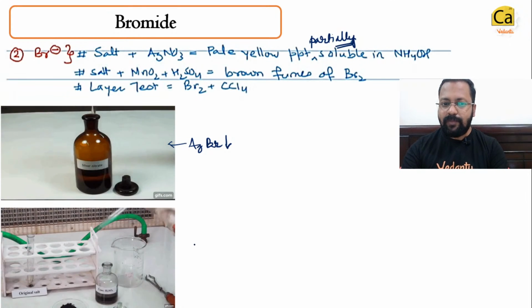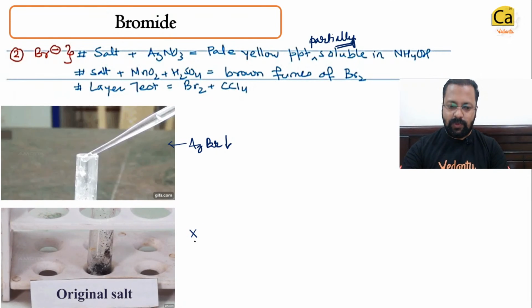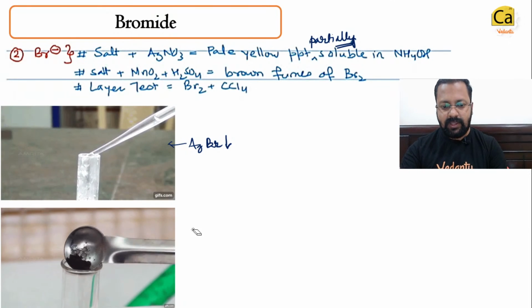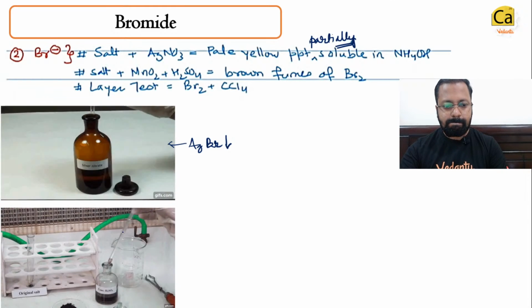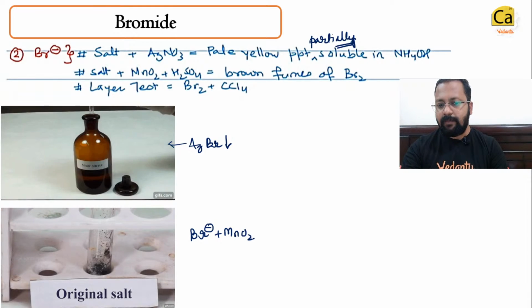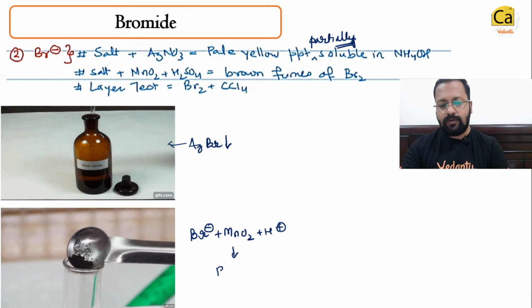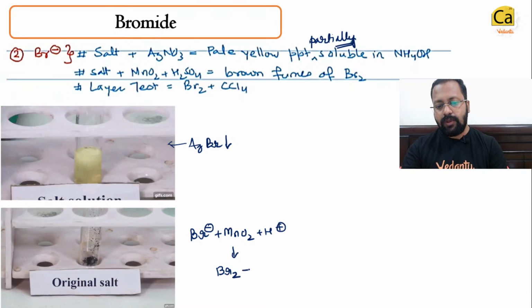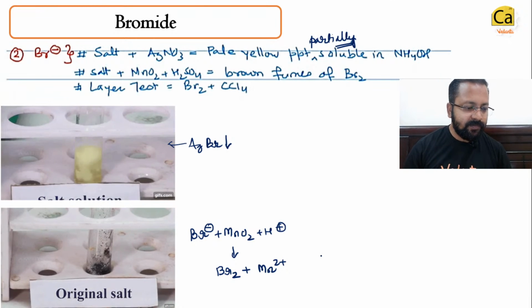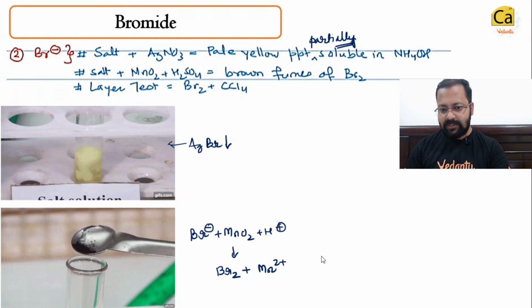And ये reddish brown vapor क्यों मिल रहा है? ये एकदम simple सा reaction है. You take Br minus, let me just write it as Br minus. So Br minus is reacting with MnO2 in presence of H plus, and it is giving rise to Br2 plus Mn2 plus. Okay, clear? I hope this is understood.